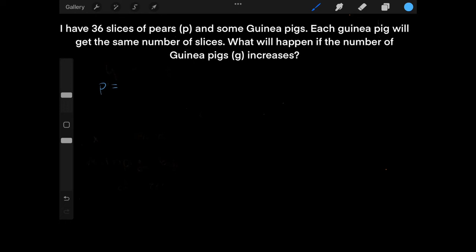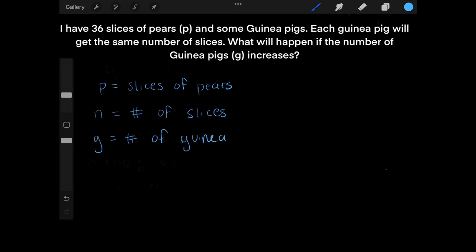P is equal to the number of slices of pears. Each guinea pig will get the same number of slices, so we can use n to represent the number of slices. And finally, what will happen if the number of guinea pigs increases? So we can use g to represent the number of guinea pigs. And I'm going to specify for n, it's the number of slices per guinea pig.